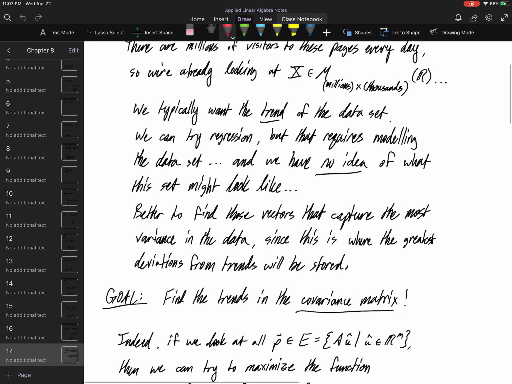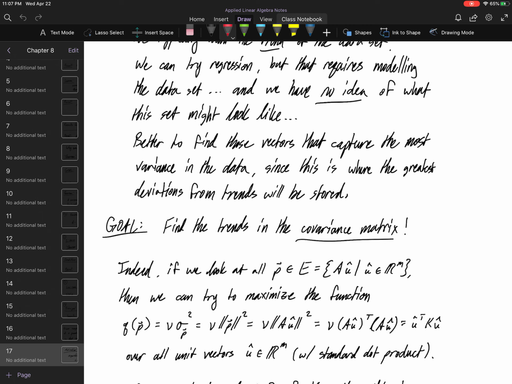So it's much better to find those vectors that capture the most variance in the data. This is where the greatest deviation from trend is going to be, and they're effectively behaving like our eigenvectors from before. Along which directions do we want to throw the most information about the matrix? And the goal then would be to find the trends specifically in the covariance matrix of our data.